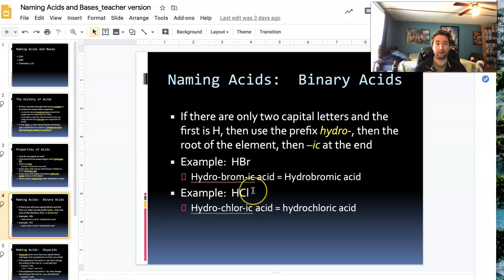Some people call it muriatic acid if you're using it at an Ace Hardware or somewhere like that. Then you'll probably call it muriatic acid.